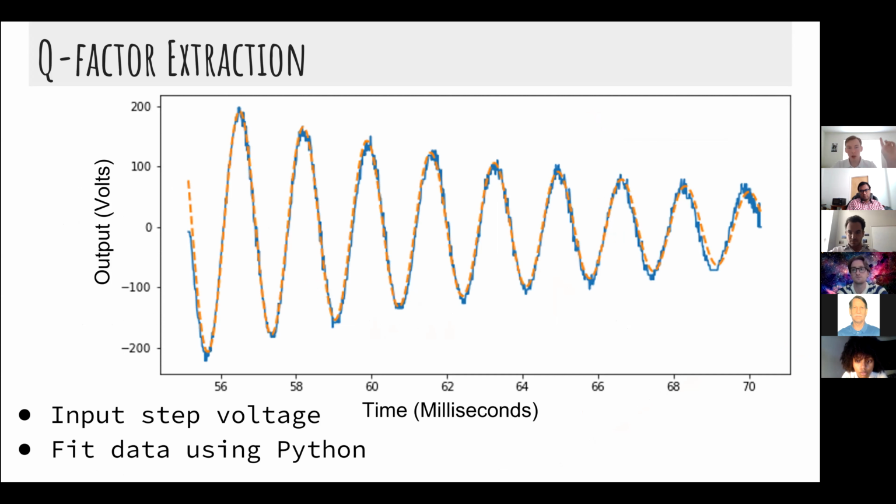I think now I pass it over to Sarah to explain the DC dynamics of the circuit.